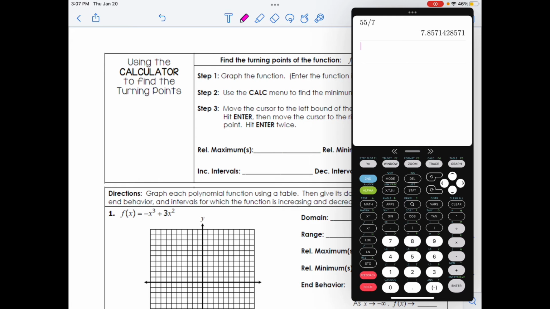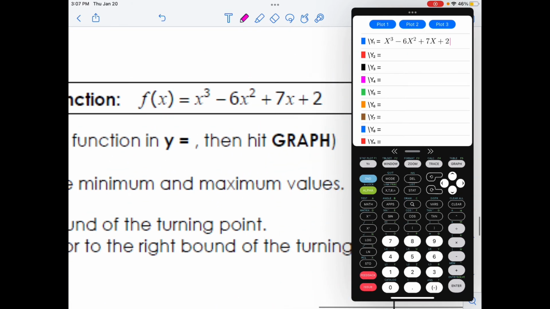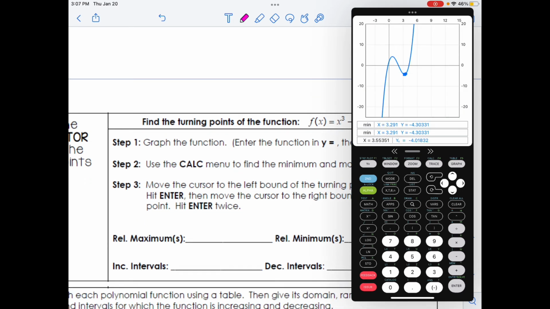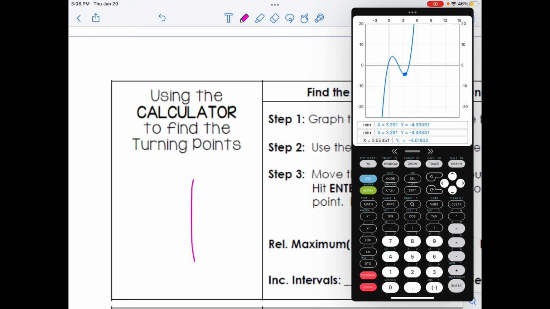Now, I'm just going to show you very quickly with an example up here. I actually have the same exact example in my calculator, and we're going to do the same thing we've been doing. I'm going to click graph, and I can see my graph there, so maybe I should make a little sketch of it. I got something that looks kind of like that.